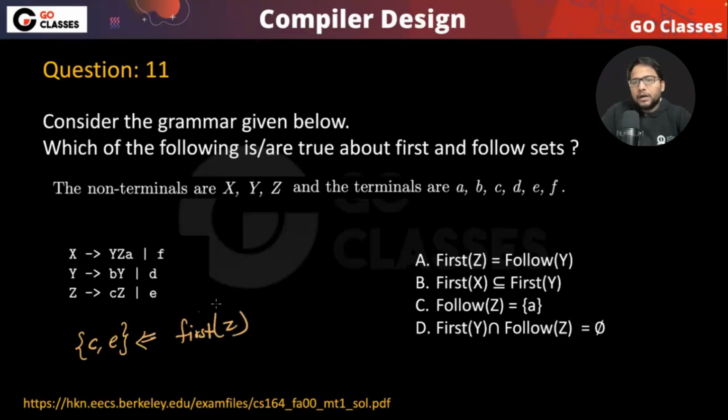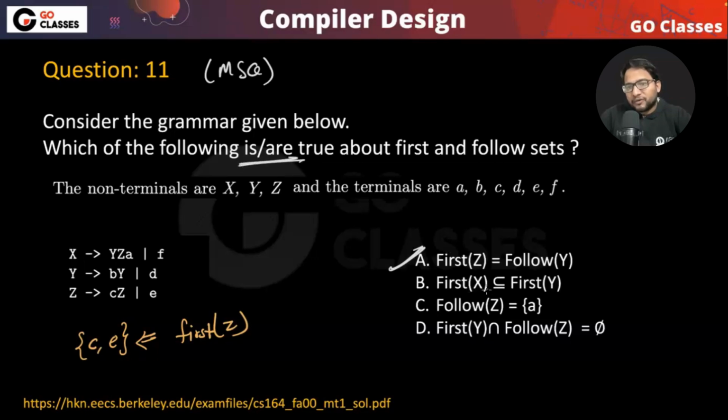Now, is this same as follow of Y? What is the follow of Y? Follow of Y will be first of Z, yes, and then this is the follow of Y. So I think both are same. You don't need to even compute, because the follow of Y will be the first of Z, and Y is coming only at one place. Here it is also coming, but it is the recursive definition, right? So that's why it won't matter. So that's why A is the correct answer. But let's suppose this is MSQ. This is an MSQ question. Okay, they're saying is or are true.